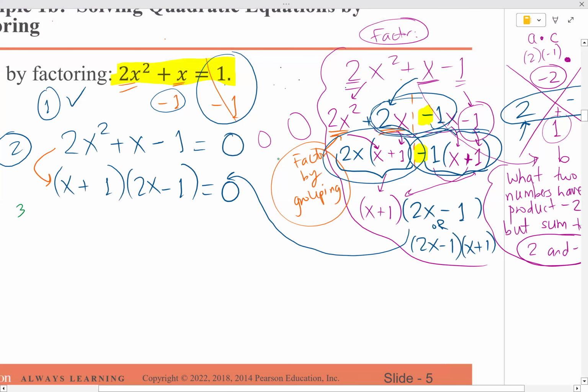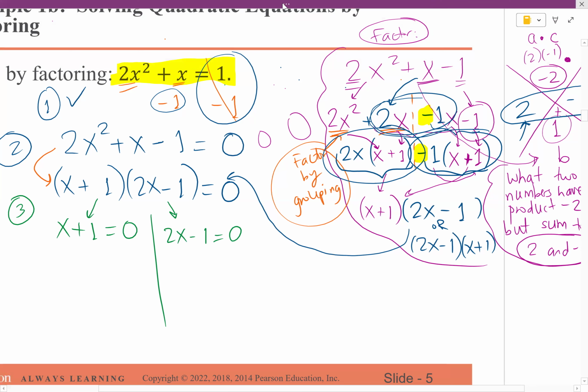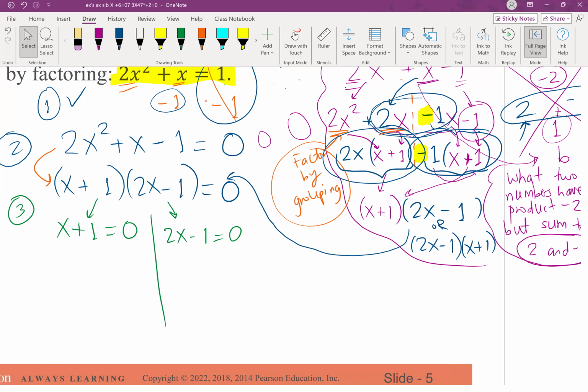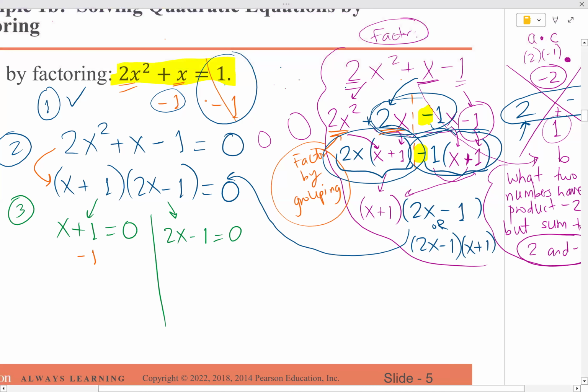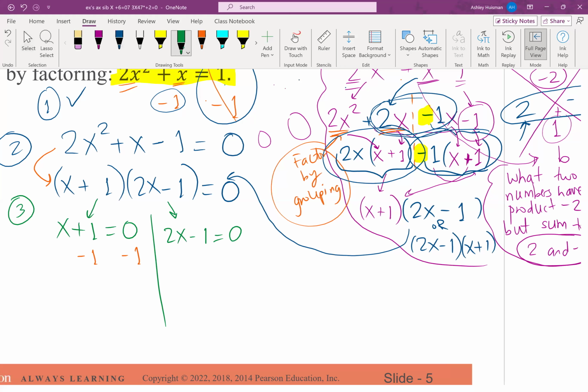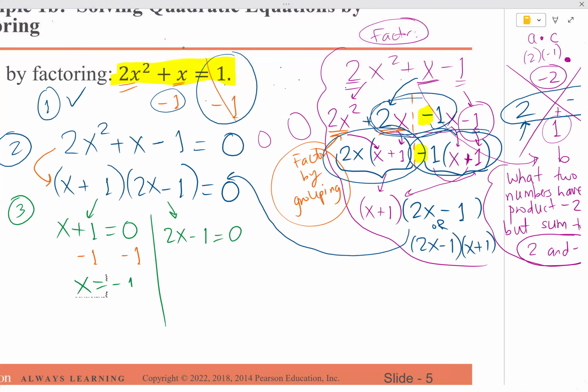Okay, how about now? The next step was, once you factor it, you set each of those factors equal to 0, at least each factor that has a variable. In this case, we have only 2 factors and both have a variable. So I just set them both equal to 0. Now I'm going to try to solve each one. For the one on the left, I'll subtract 1 from both sides. I get negative 1 as an answer. So there's one of my solutions.